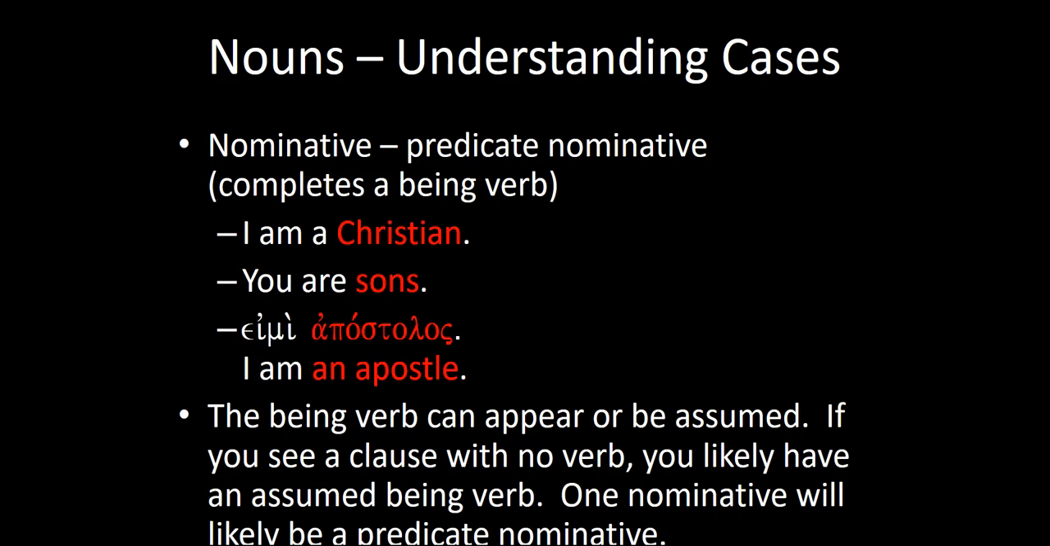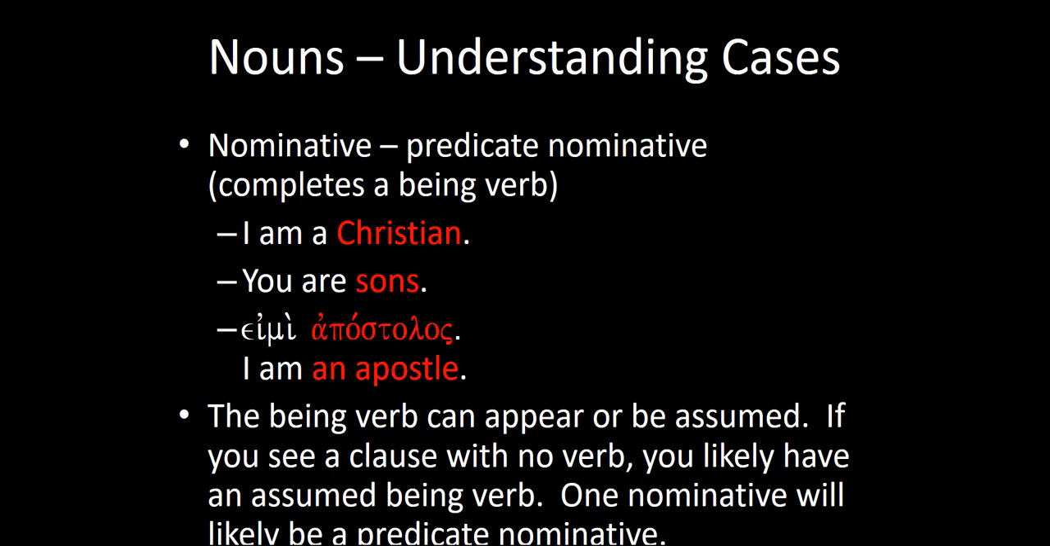So if you ever have a clause or a sentence with no verb, chances are what you have is an assumed being verb. If that's the case, you're probably going to have a predicate nominative. It's also possible that you could have a predicate adjective. A predicate adjective we'll talk about later, but basically that's just an adjective that does the same type of thing. So instead of I am an apostle, where apostle is a noun, you could say I am tall, where tall is an adjective, a descriptive word, and it would be a predicate adjective.